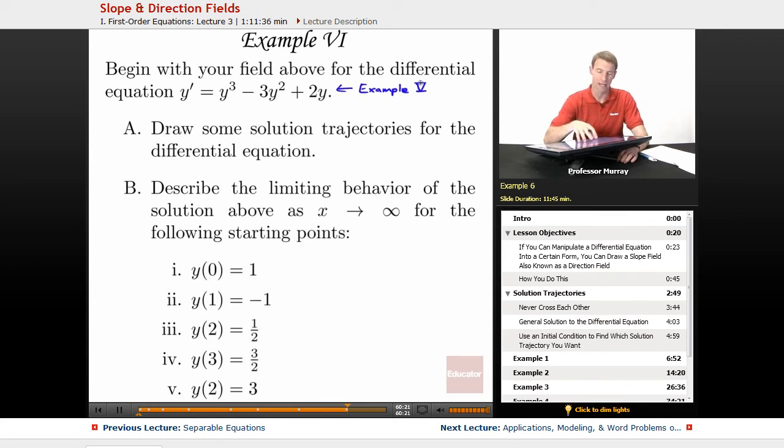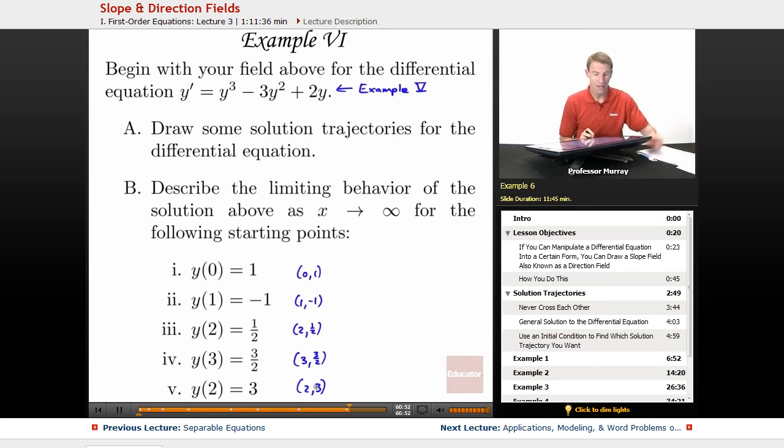We actually saw some of those back in example 5. And then we're going to describe the limiting behavior as x goes to infinity for a bunch of different starting points. We're going to do (0, 1), (1, negative 1), (2, 1 half), (3, 3 halves), and (2, 3). So we're going to look at each one of those starting points and see where the solution trajectories would end up if we started at each one of those initial points.